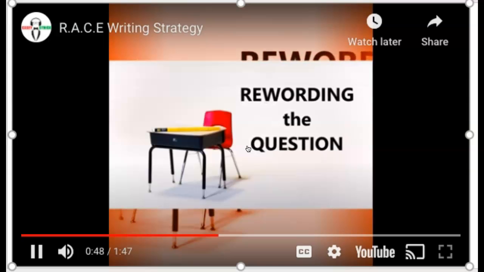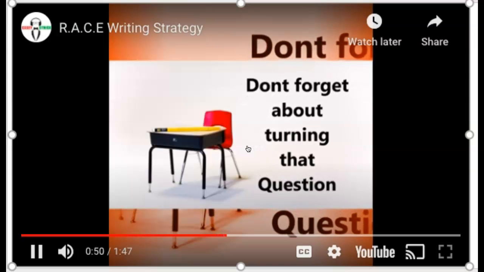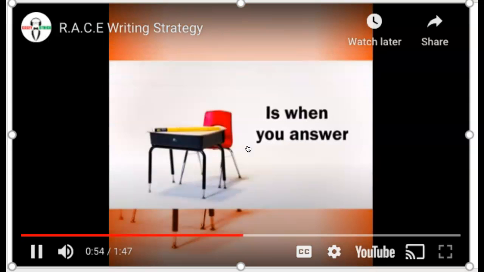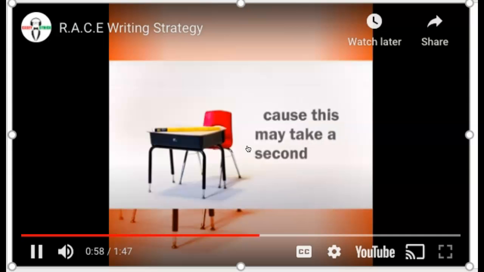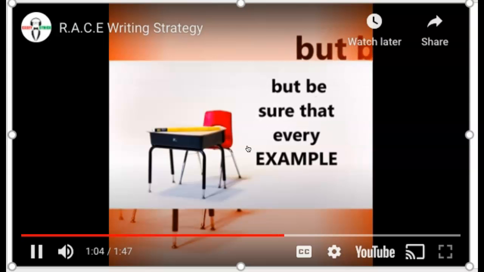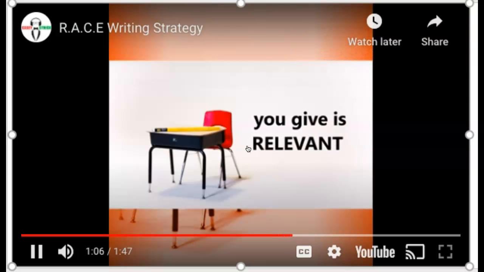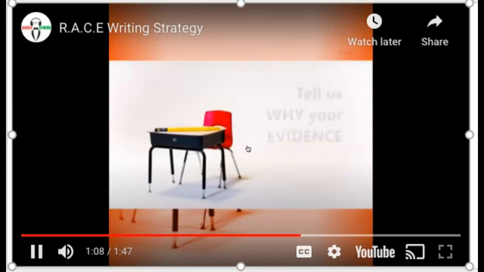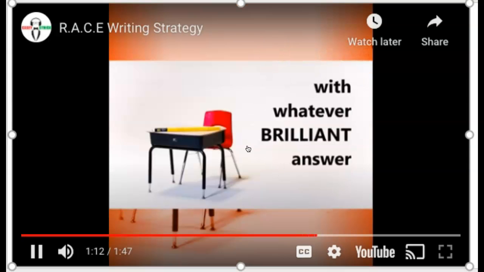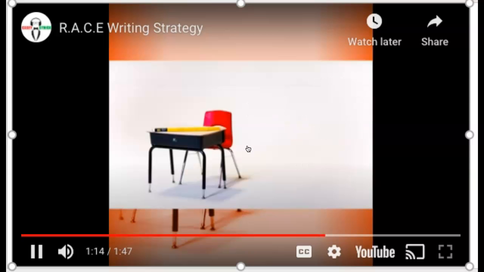You gotta start by rewording the question. Don't forget about turning that question into a statement. It's when you answer parts of the question, but don't forget to take your time, because this may take a second. It's when you are citing all of your evidence, but be sure that every example you give is relevant. Explain: tell us why your evidence flows and goes with whatever brilliant answer you wrote.